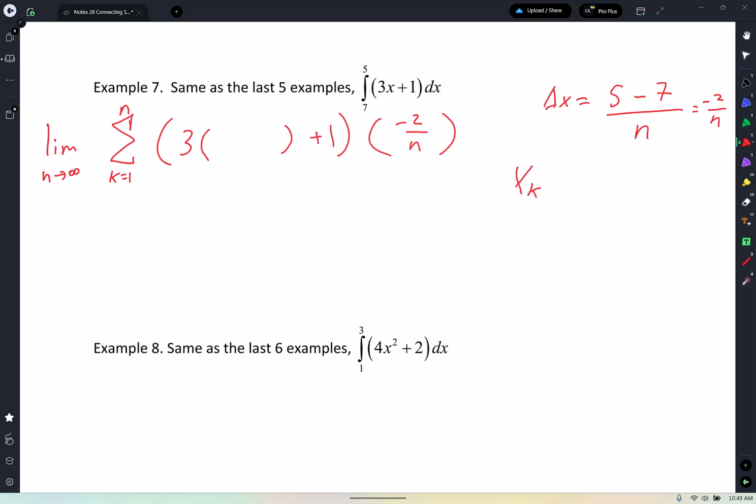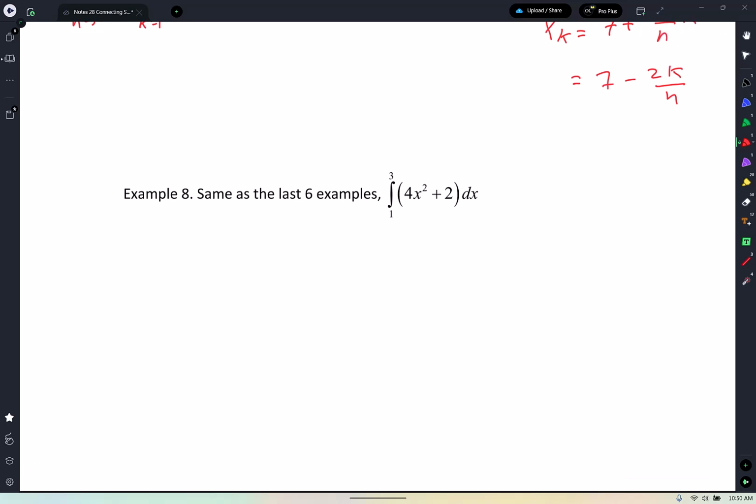X of k. What's my lower limit? 7. And you can write minus if you want, but I like to put plus to keep it consistent. Plus the negative 2 over n times the k. So x of k is 7 minus 2k over n. 7 minus 2k. There it is. Is this getting easy, guys?